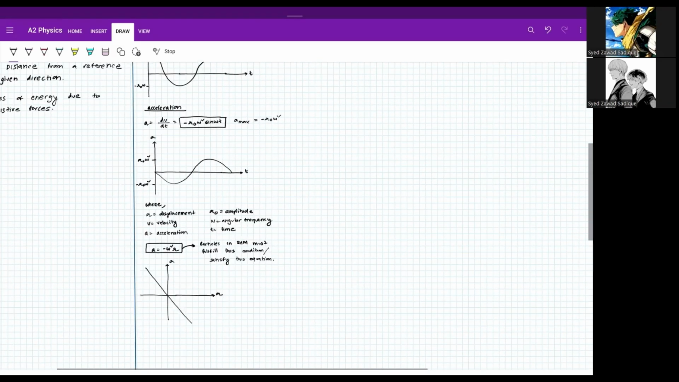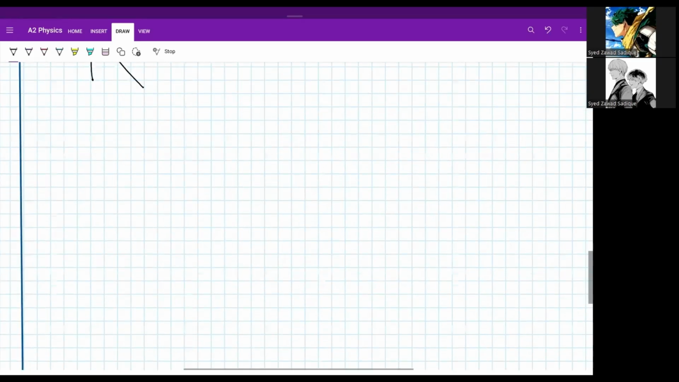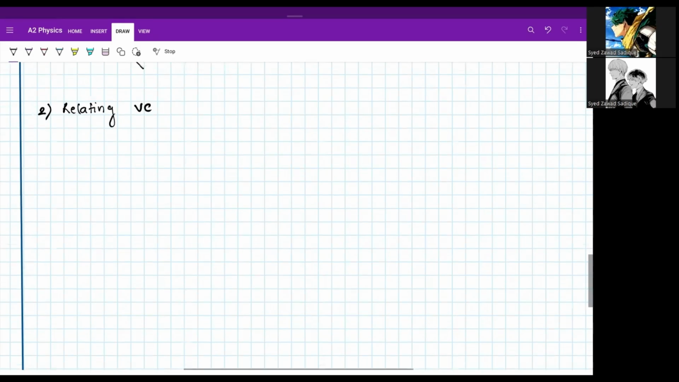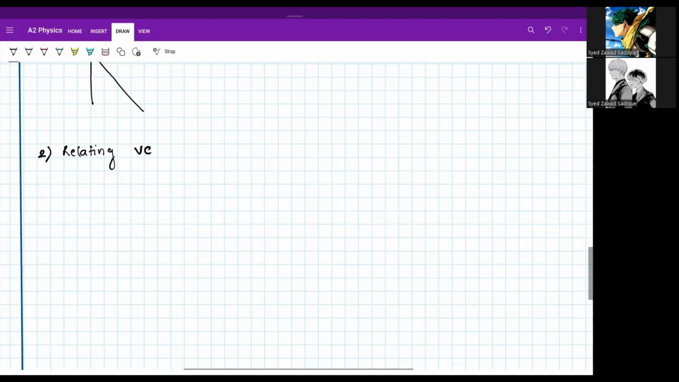Now we move on to more advanced concepts that you will face when solving question papers. That is concept number two, relating velocity and displacement. You have to find the velocity of a particle at a certain point after it has been displaced from the mean position. Let me show you.